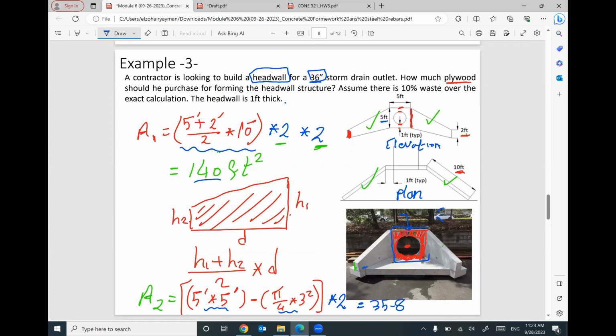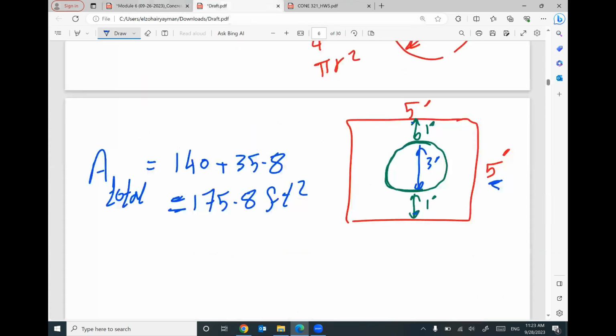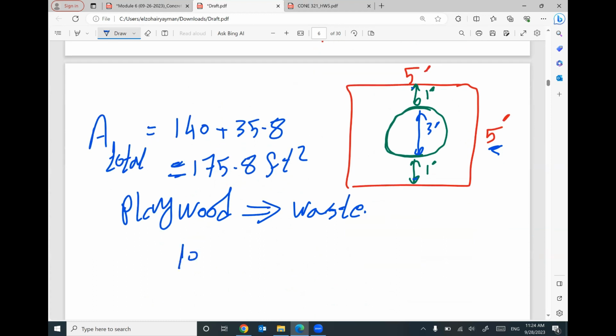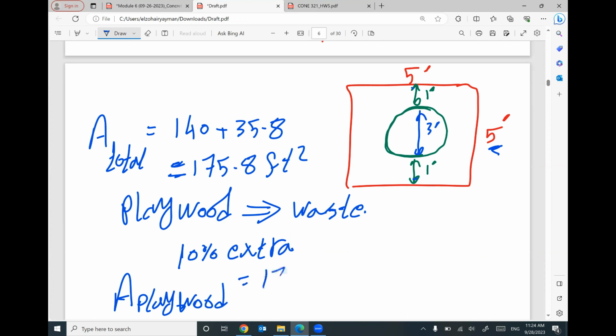Anyway, we need to consider 10% waste. Keep in your mind, we are ordering plywood. That makes sense because we should have waste. We cannot consider every single part of this plywood. So I will consider 10% extra for the waste. So the area of plywood I need to order will be 175.8 times 1.1, which will give you 193.4 square feet.